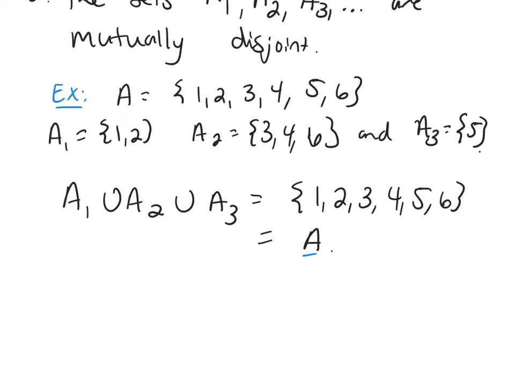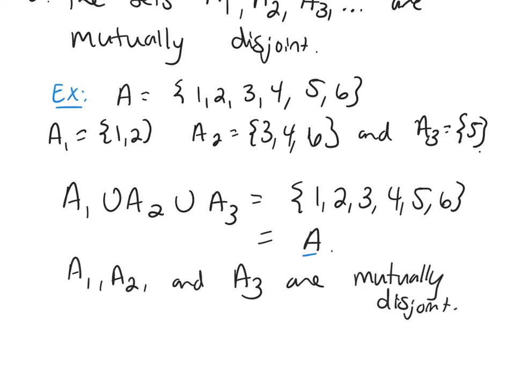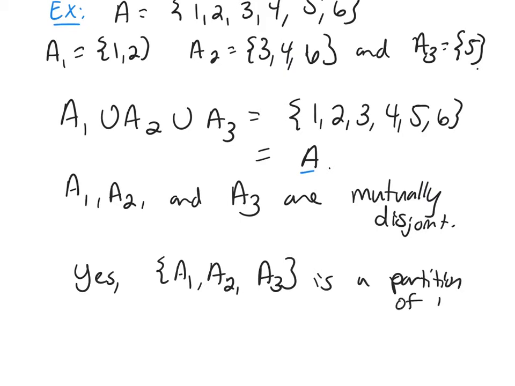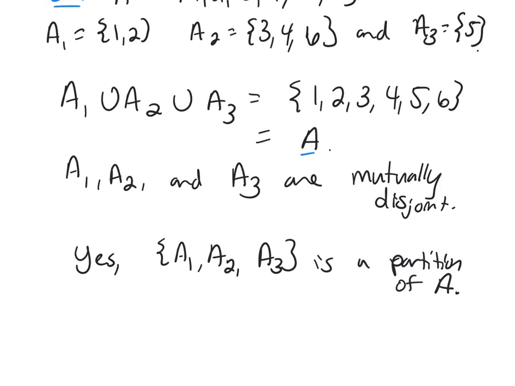And if I look at these sets and look at each pair, A1 and A2, A2 and A3, and A1 and A3, they don't have anything in common. So I can visually see A1, A2, and A3 are mutually disjoint. So my answer here is that yes, A1, A2, A3 is a partition of A. Now it needs to satisfy both of those conditions. If it fails either one, then it would not be a partition.